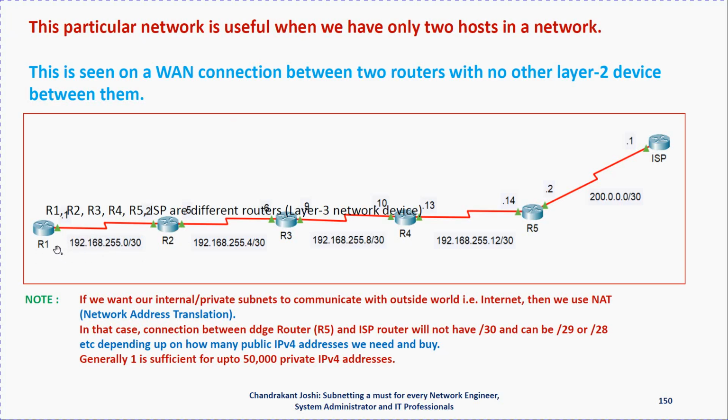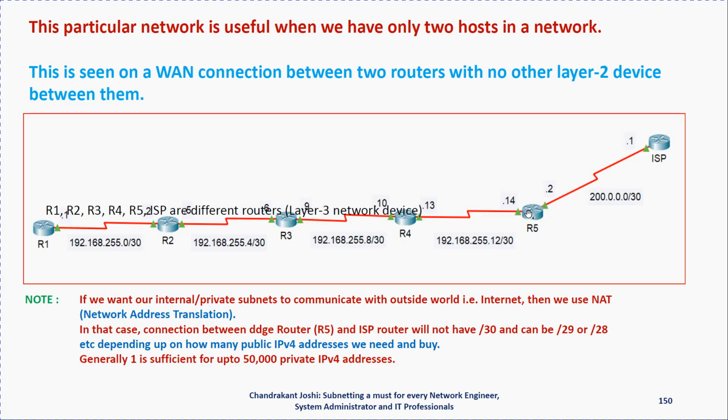I have just taken one example, 192.168.255.0/30. So next would be 255.4/30. Next would be 255.8/30, followed by 255.12/30. Now this is the ISP and this is the edge router.